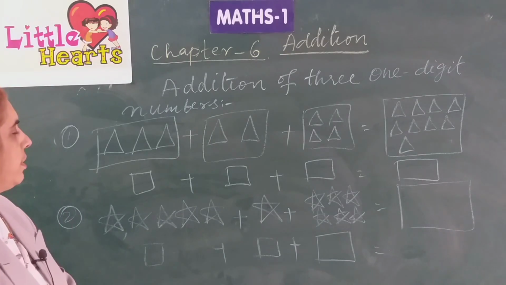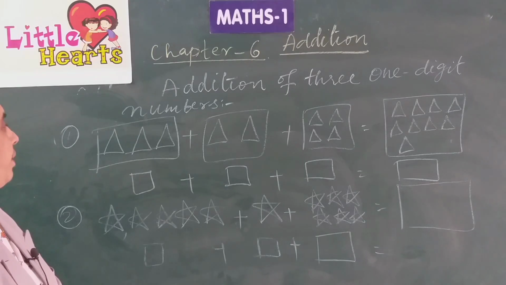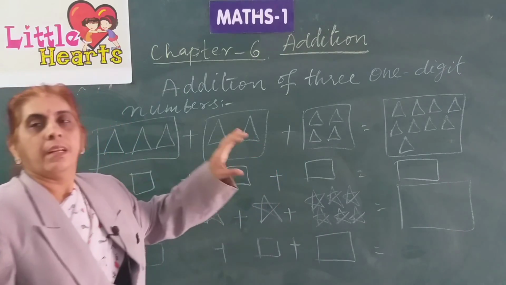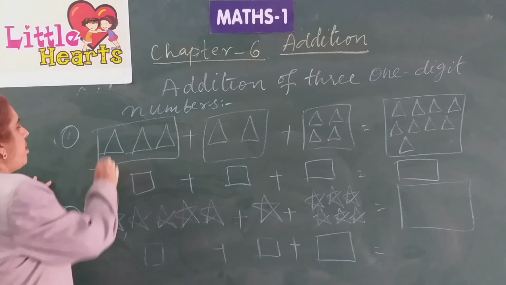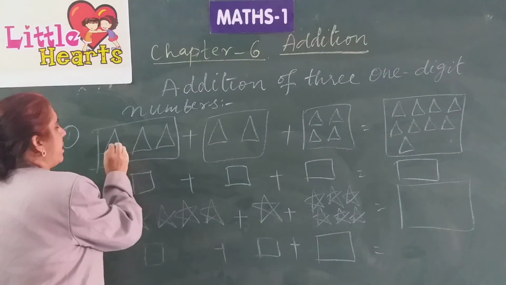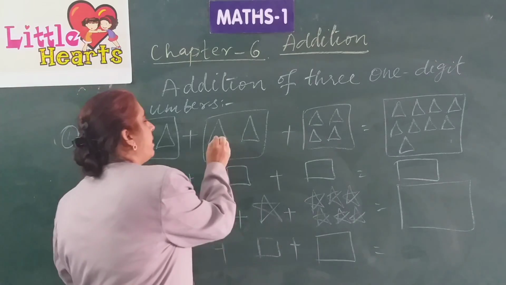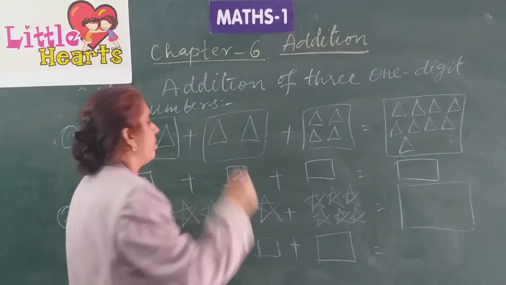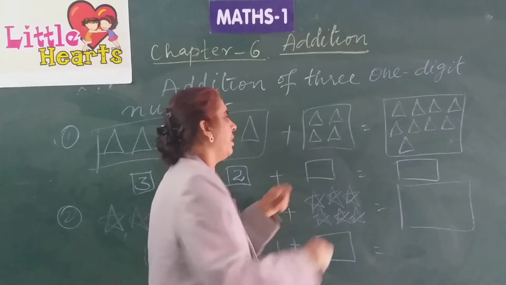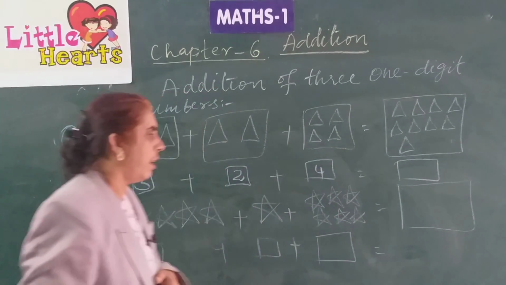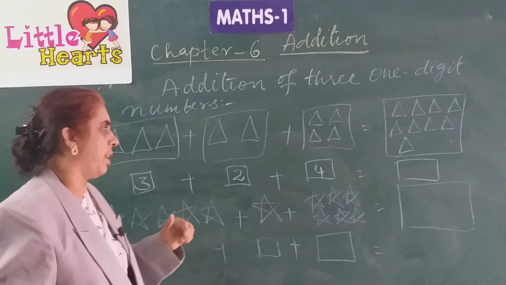Yes, children, let us go with the addition of 3 one-digit numbers. There are 3 collections of single digit. Let us add them. Here, one box contains 3 triangles, 1, 2, 3. Plus, second box contains 2 triangles, 1, 2. And this box contains 4, 1, 2, 3, 4, 4 triangles. And we have to add all these 3.